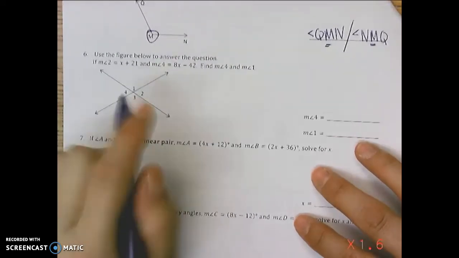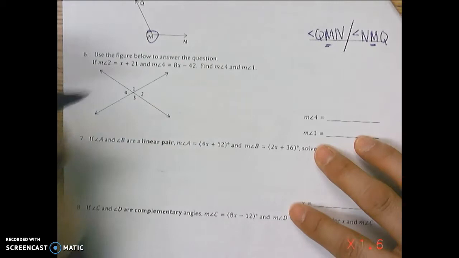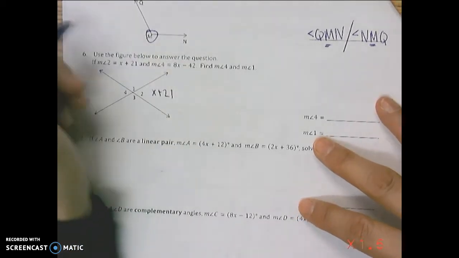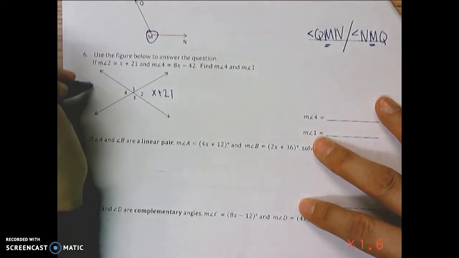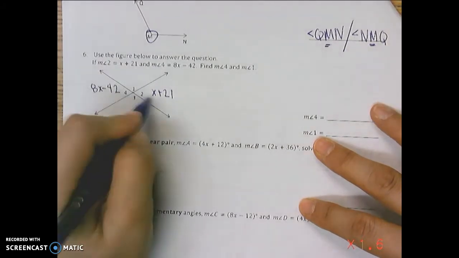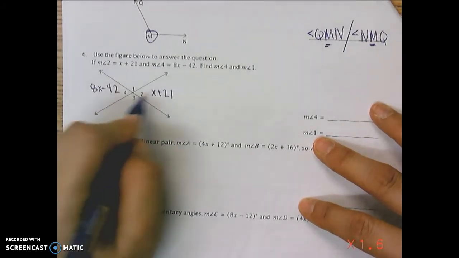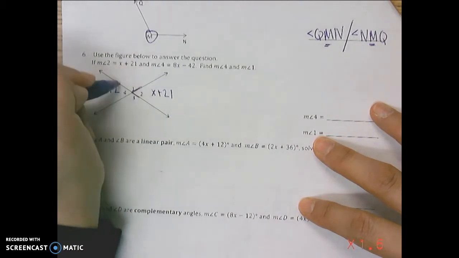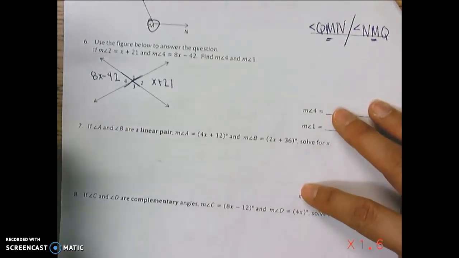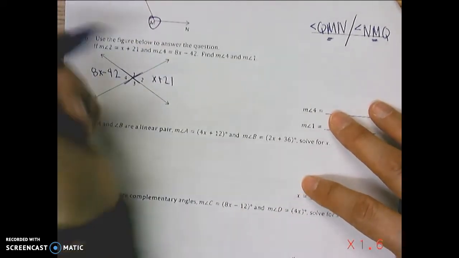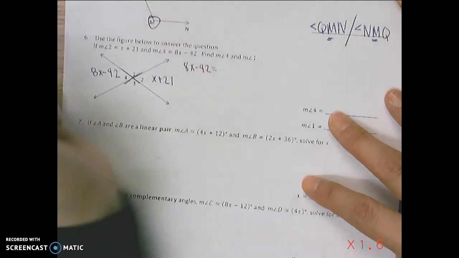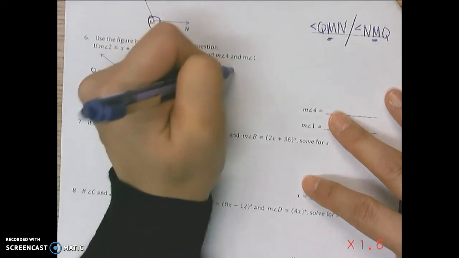All right, use the figure below to answer the question. The measure of angle 2 is x plus 21. The measure of angle 4 is 8x minus 42. Well, they give us 2 and 4, which hopefully you know or can recognize that these are vertical angles. Remember, they look like two little bird beaks kissing. We call them kissing angles to help us remember. So, because they're vertical, they're congruent, which means I can set 8x minus 42 equal to x plus 21.